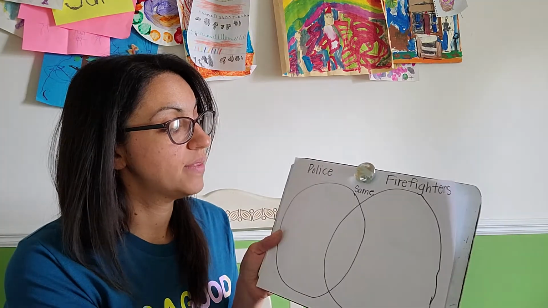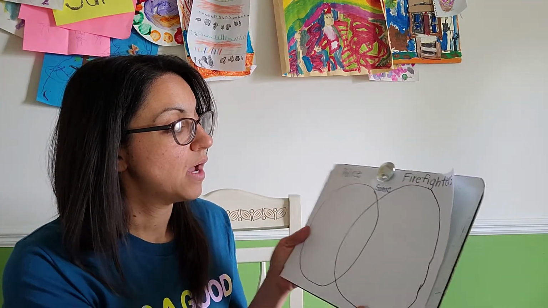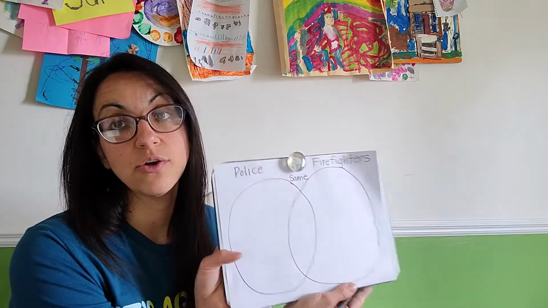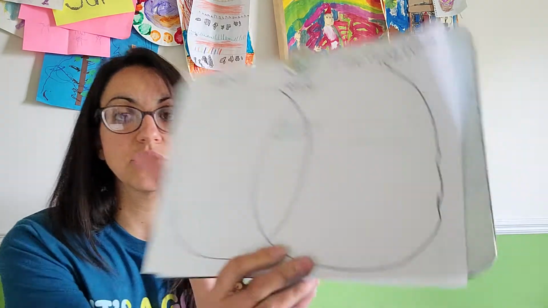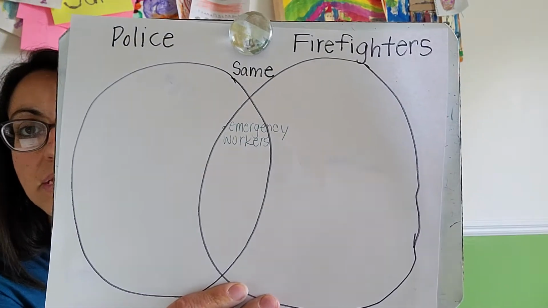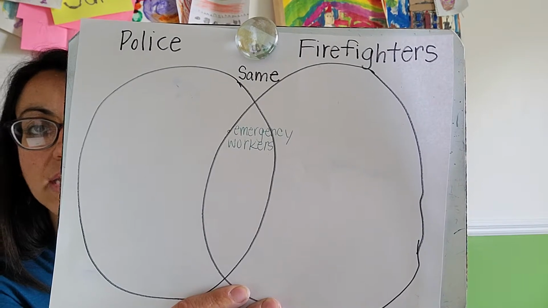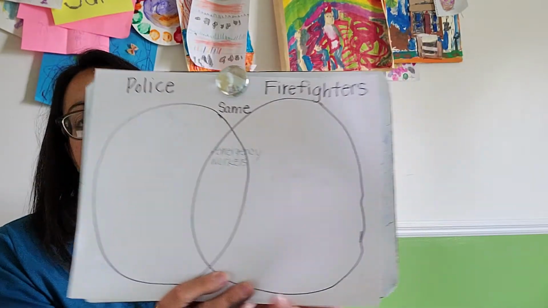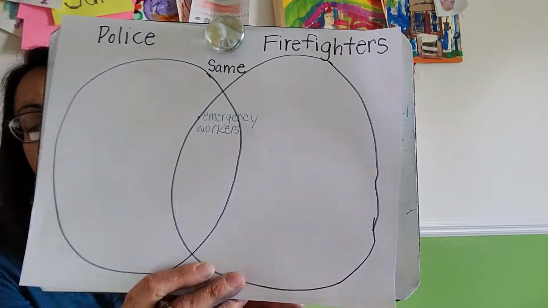Okay, so one thing I know about both of these is that they are both emergency workers. So I'm going to put that in the middle because they both are emergency workers, right? They both do that. And when I fill out my Venn diagram, I am not going to write whole sentences. I'm just using this to make my ideas, and then I will use my ideas later in my writing. So my first idea is they are both emergency workers, okay?